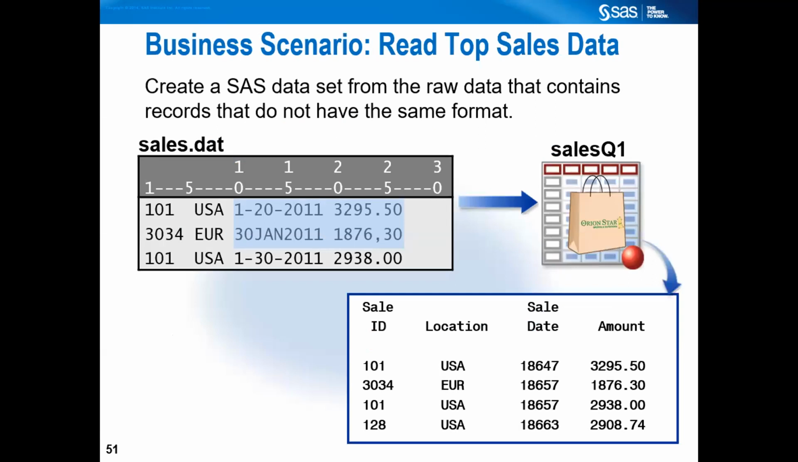So this was just a poll for us. Now let's come to the next scenario. This scenario is read top sales data. So you have to read this table. Create this data set reading from a raw file that contains records for 2 different countries. Look at the values carefully, the dates and the amount. Depending on the country, the date values are in different formats and the amounts are in different formats.